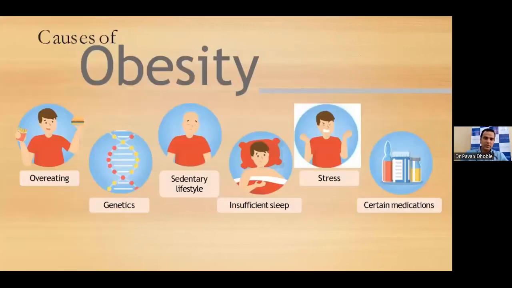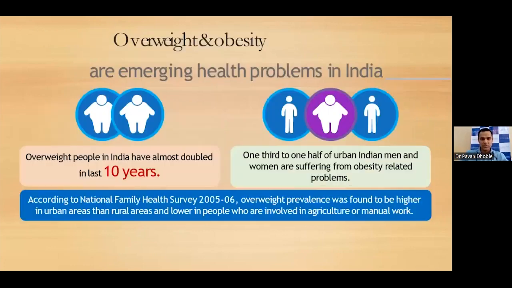So what are the causes of obesity? We all know overeating is the most common cause of obesity. There is certain genetic interplay, but sedentary lifestyle, insufficient sleep, stress, less exercise or no exercise, and certain medications can cause obesity. So this is an emerging health problem in India and is the most common problem. Like I told, 40% of our population is obese, maybe more than that, and it is going to double in the next 10 years, the kind of surge we are seeing.